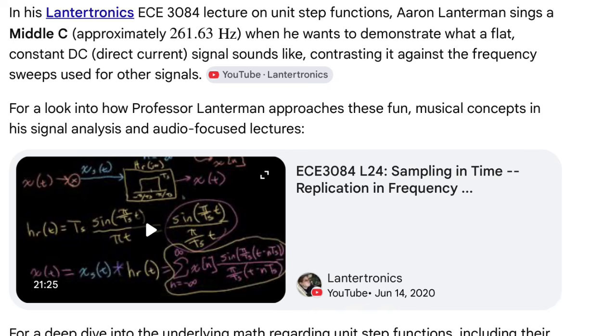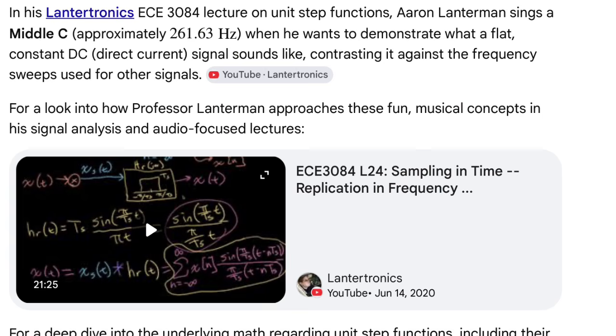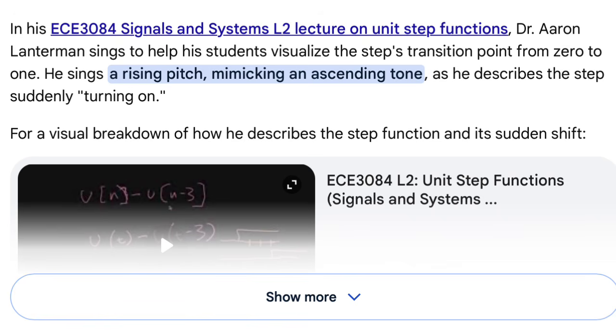Okay, now it's back to claiming I sang middle C, but then it says, when he wants to demonstrate what a flat constant DC signal sounds like. No. A DC signal won't sound like anything. It has a frequency of 0. Okay, now it's claiming that I sing a rising pitch mimicking an ascending tone. I definitely do not do that in this video. Now, I'm sure I go whoop or mew in other videos where I'm talking about chirp signals that are changing pitch over time, but I'm definitely not talking about that in this lecture.